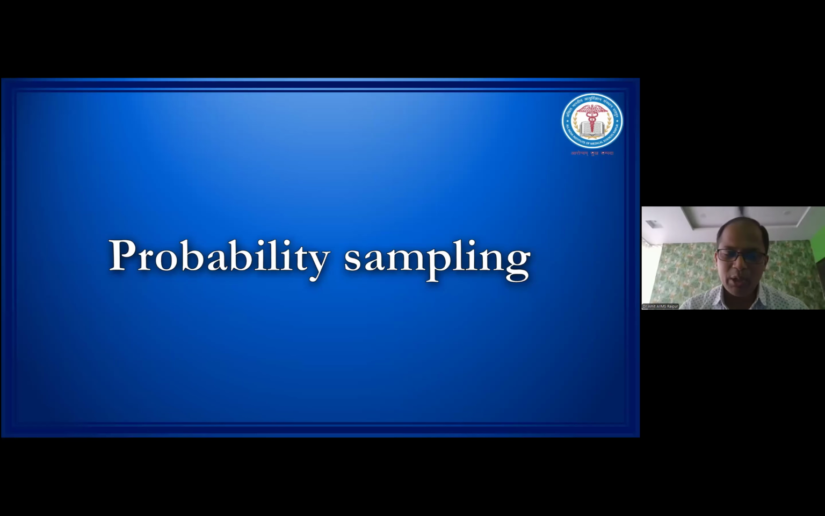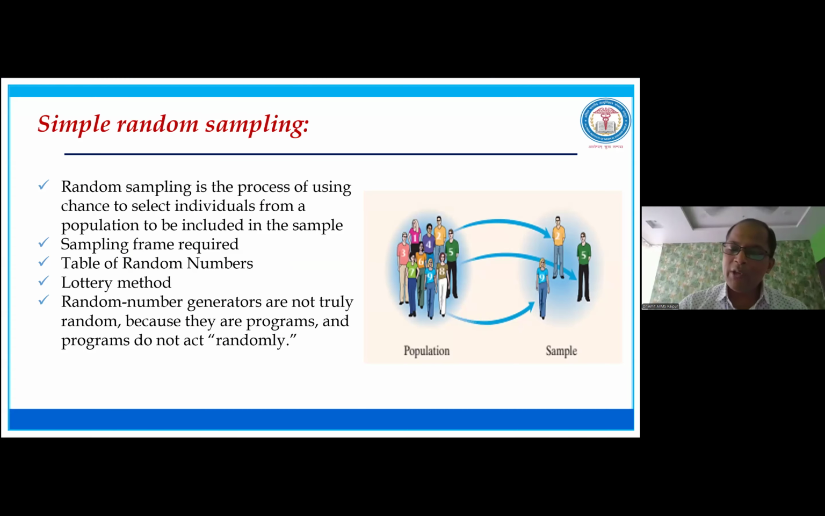So first, let's discuss probability sampling. As I told, probability sampling means the individuals or the units or the elements in the sampling frame have equal chances or probability of getting selected in the sample. That's why it is known as probability sampling. And among all the methods of probability sampling, simple random sampling is the best method. Random sampling is the process of using chance or probability to select individuals from a population or from a sampling frame to be included in the sample.